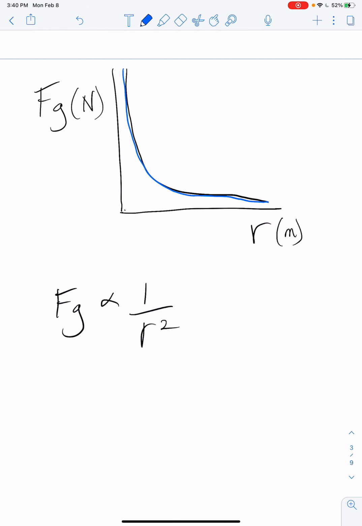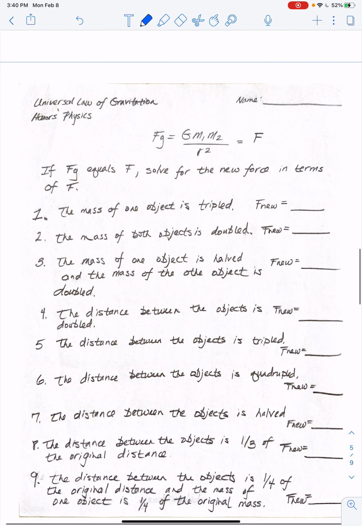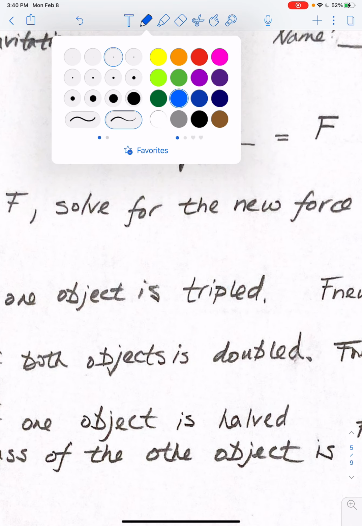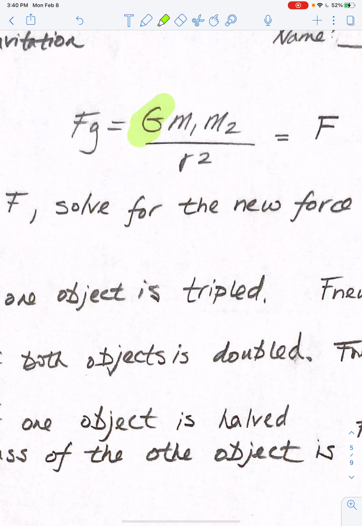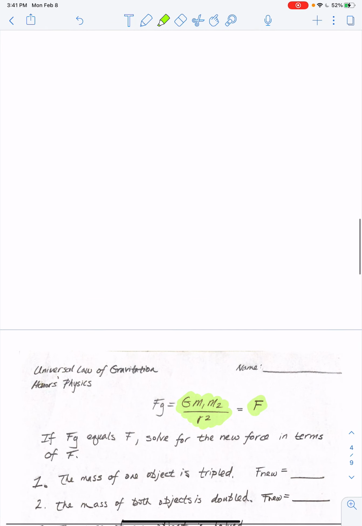Okay, let's go ahead and move on. On the next part, the universal law of gravitation conceptually. Anytime we see this right here, that is going to equal the variable F. We're going to manipulate something about the relationship between these variables and change our force of gravity to be something new, and we want to know what it is in terms of F. So what is F? F is the force of gravity between the two objects.